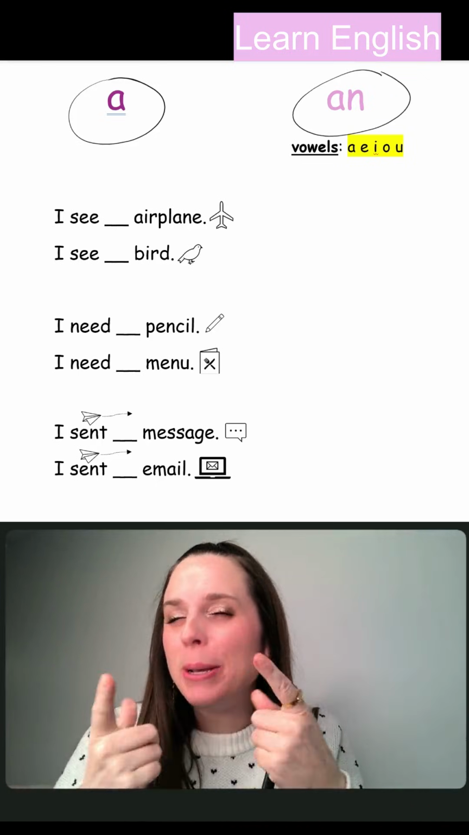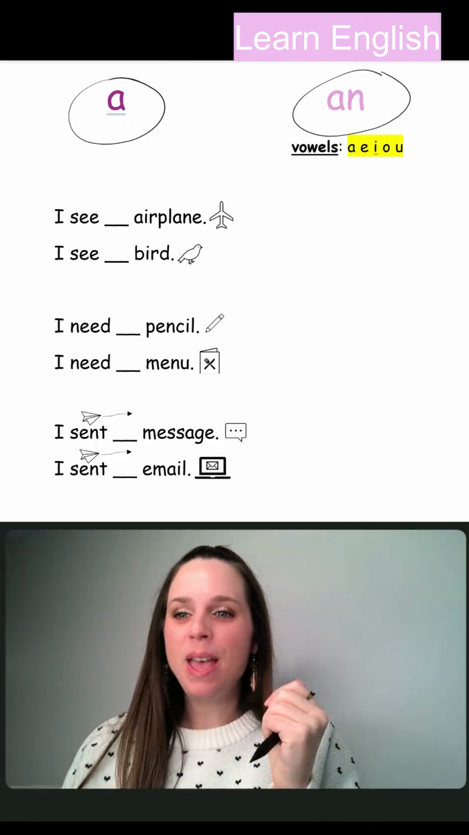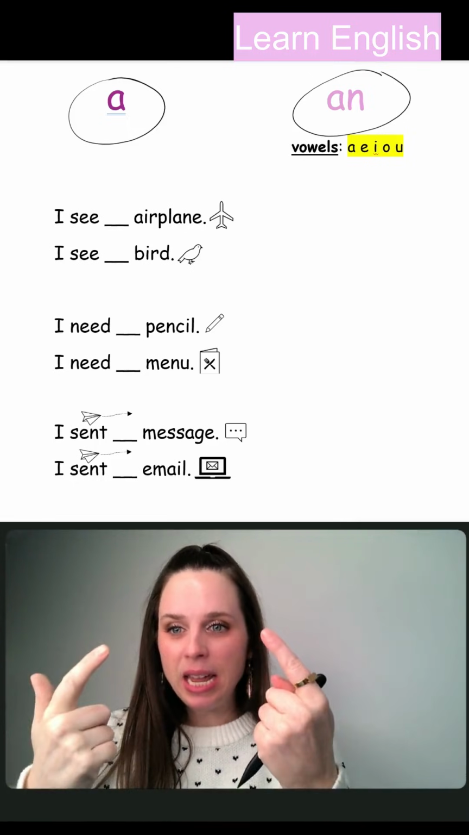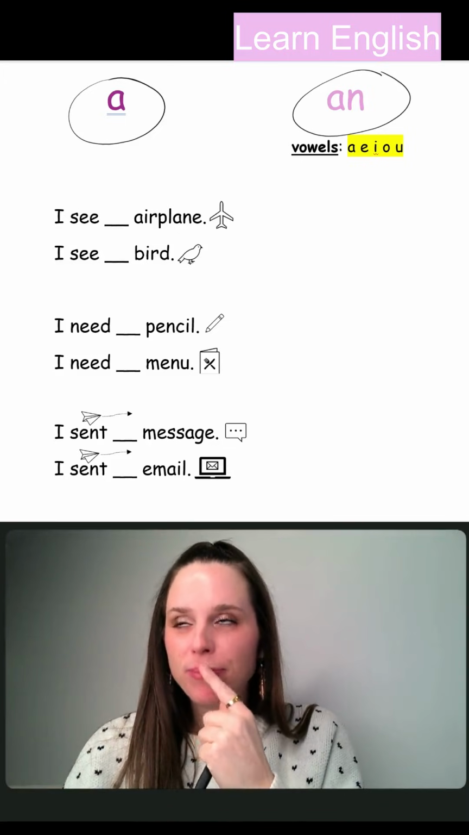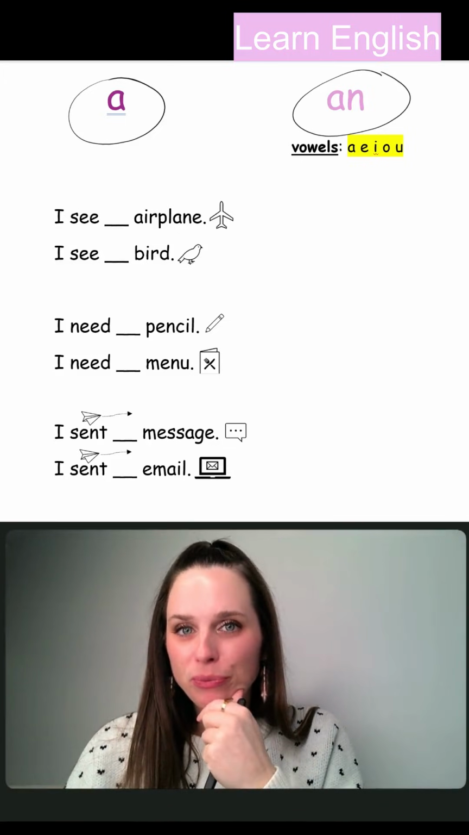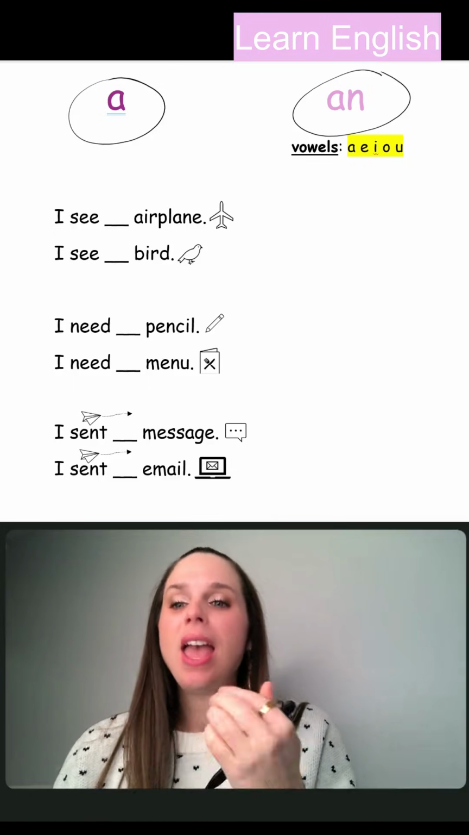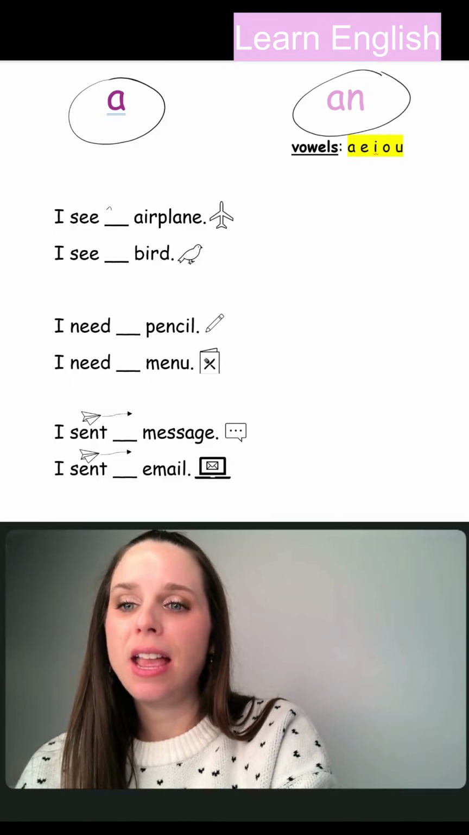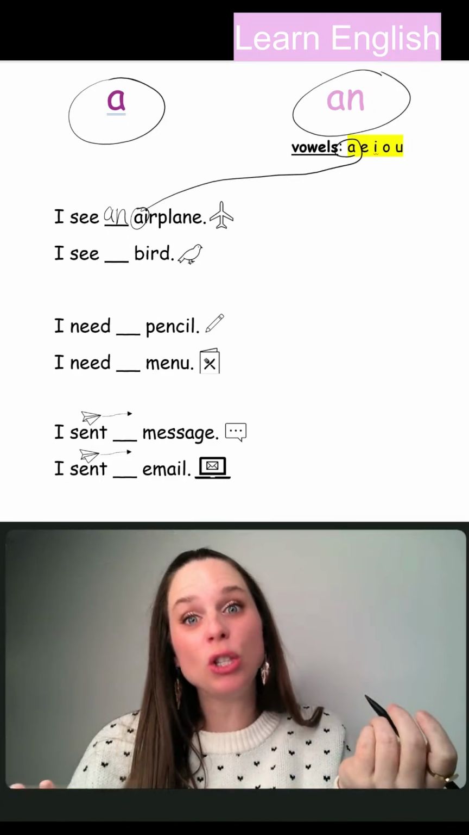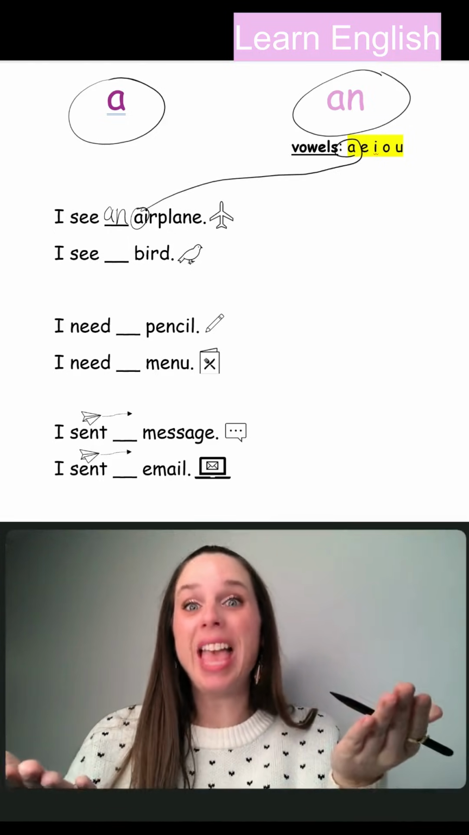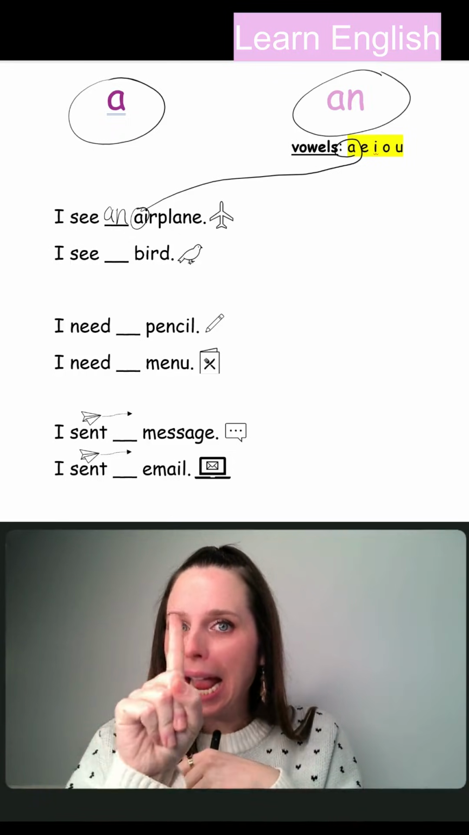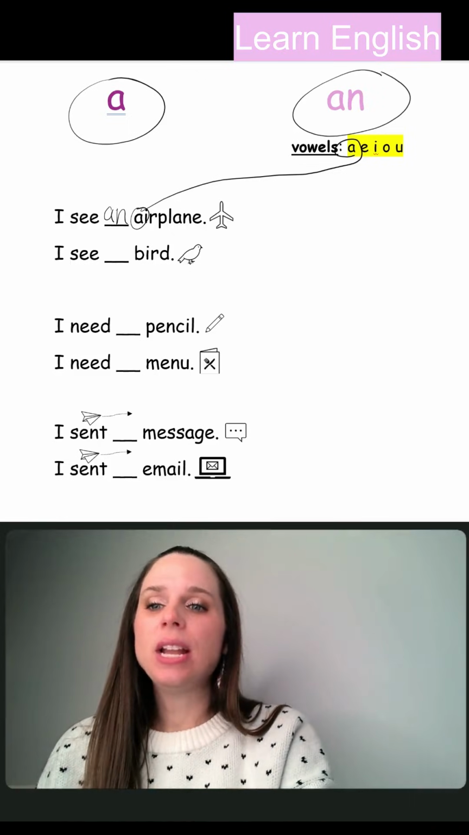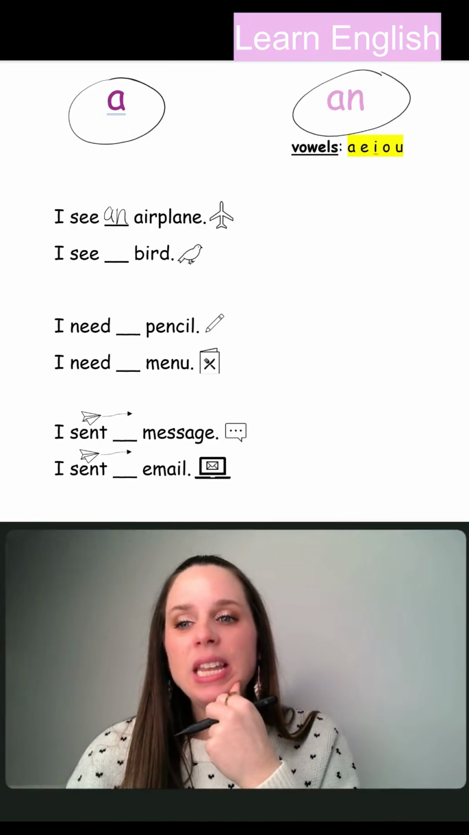A or an? I see airplane. A or an? An airplane, because airplane starts with a vowel. It starts with A. So I see an airplane.